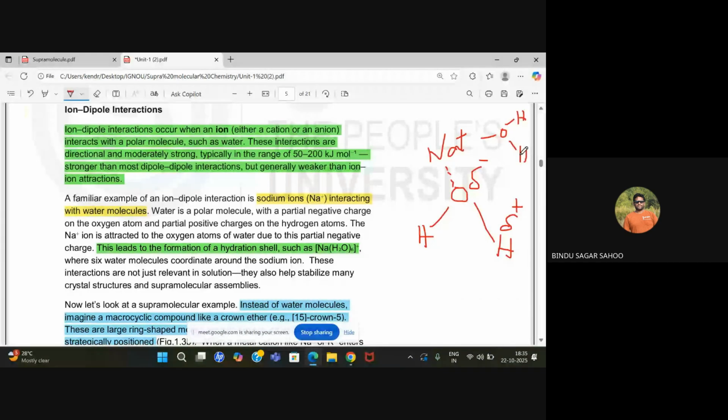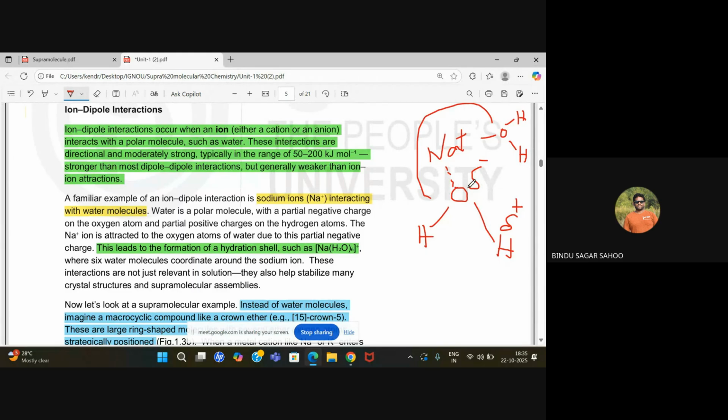So you can occupy 6 water molecules around the sodium center, or it can form a cyclic structure compound like that. Yes or no? The sodium's positive center will be attracted towards the oxygen center, and due to the oxygen, they will form a partial negative center. So the water solvent molecule acts just like a dipole.